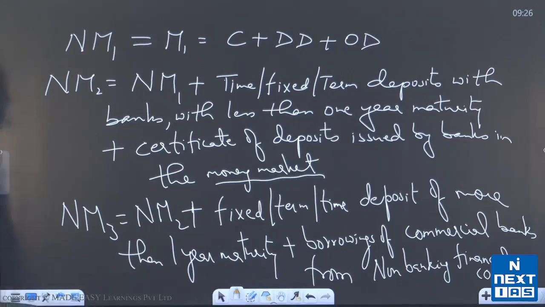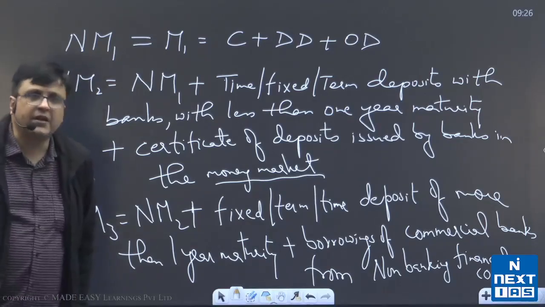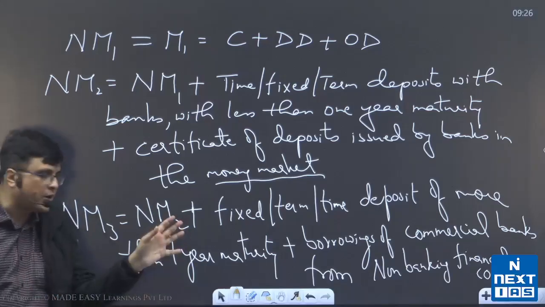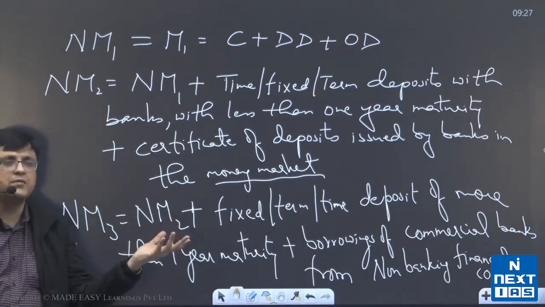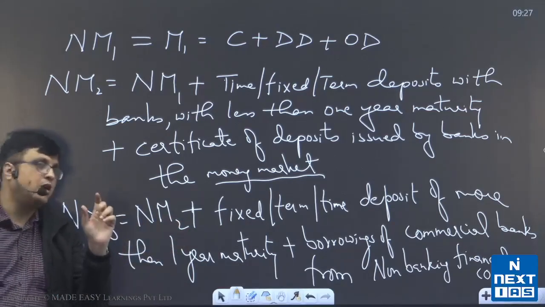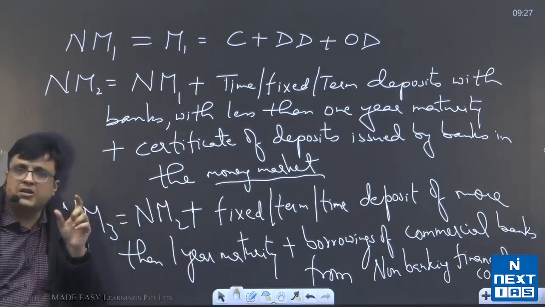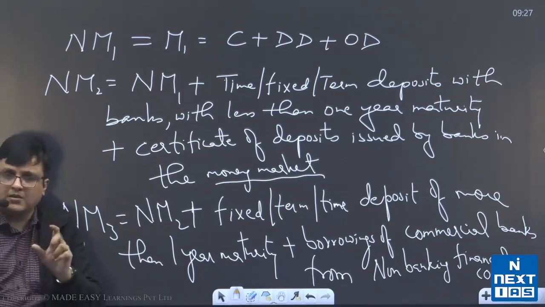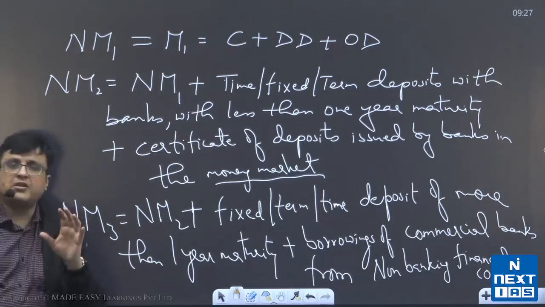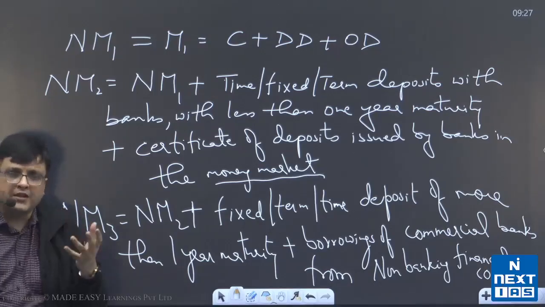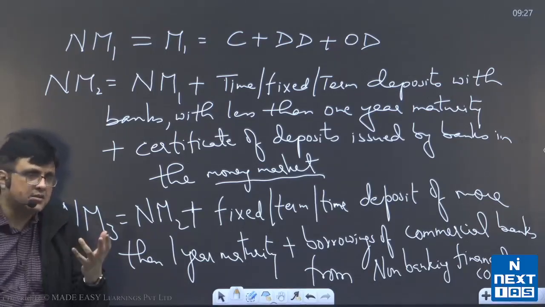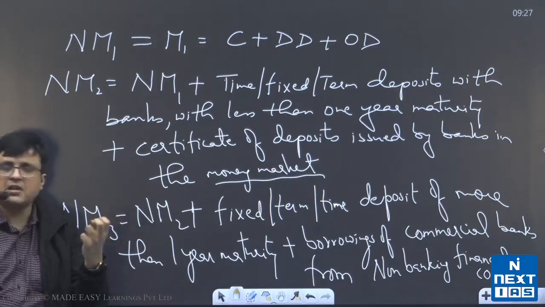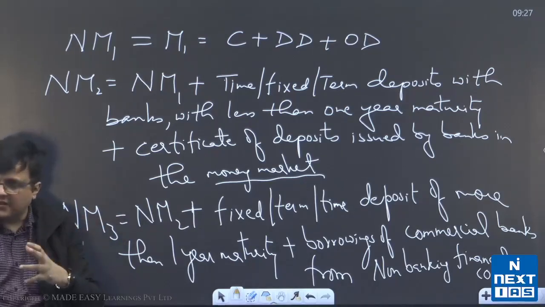So when we are using this word NM3, I repeat again, it's NM2 plus all fixed deposits with more than 1 year maturity plus all borrowings that commercial banks make from the non-banking financial companies. Now what are these? You must have heard of companies like Muthoot Finance or India Bulls, or Bajaj Financial Services. These are all non-banking financial companies.